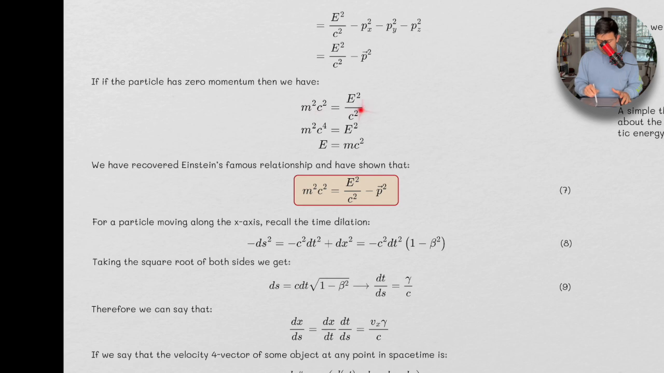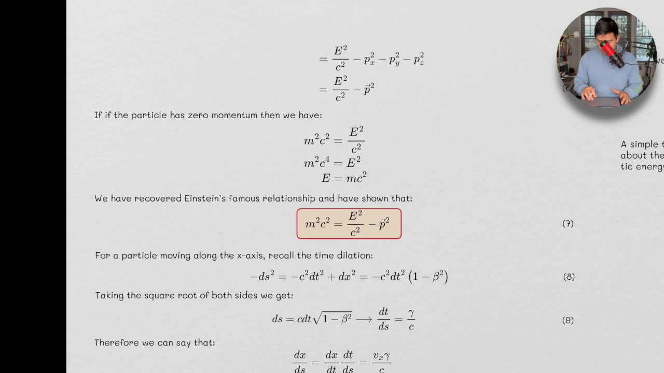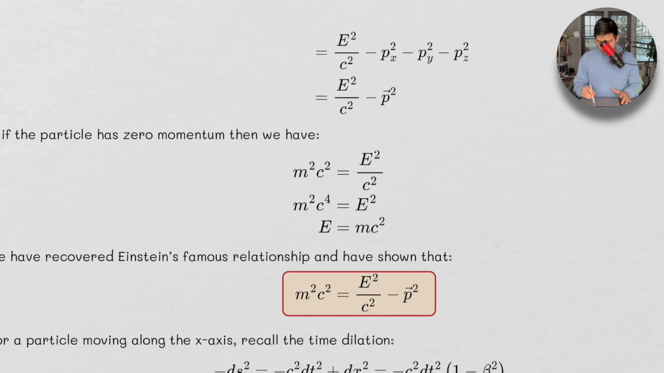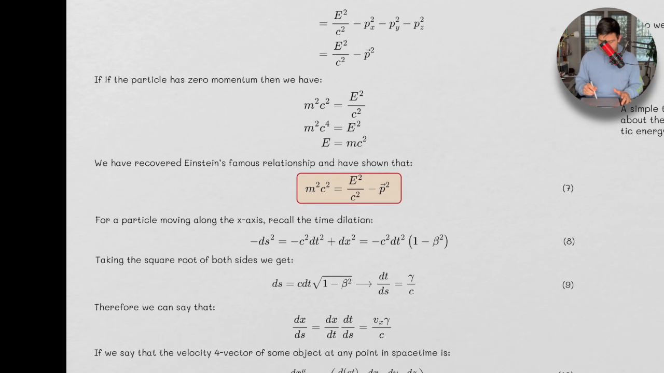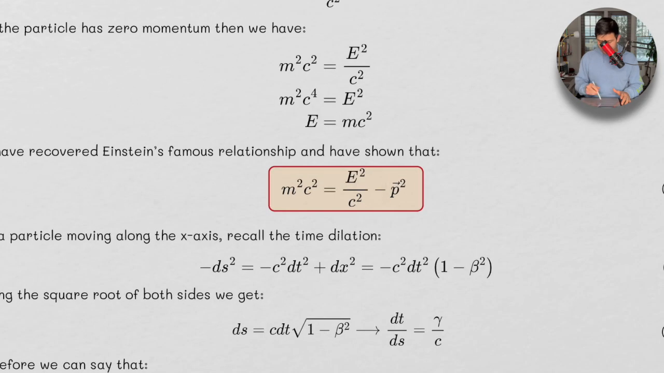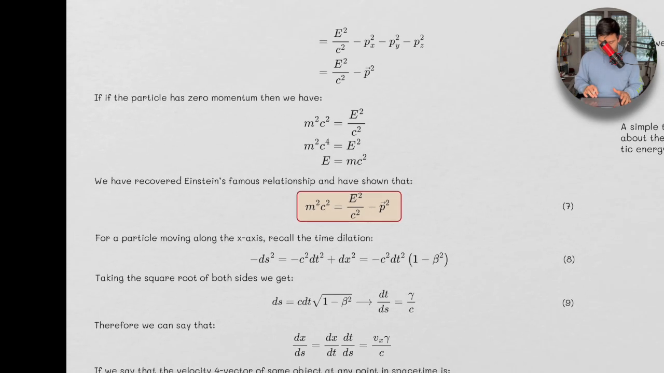If the particle has zero momentum, then we have this right here. So we set this to 0 if it has zero momentum, and we get this. We multiply both sides by c squared, and we get this when we take the square root. And this is the famous Einstein's relationship, right? E equals mc squared. And so we've shown that this is our 4 momentum, and our 4 momentum vector invariant is this. Okay.